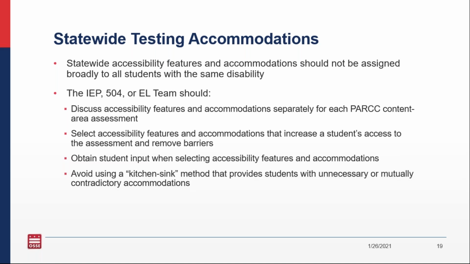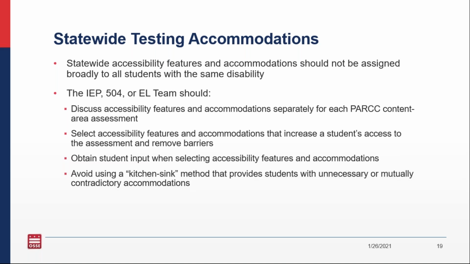Select accessibility features and accommodations that increase a student's access to assessment and remove barriers. Obtain student input when selecting accessibility features and accommodations. And avoid using the kitchen sink method that provides students with unnecessary or mutually contradictory accommodations.